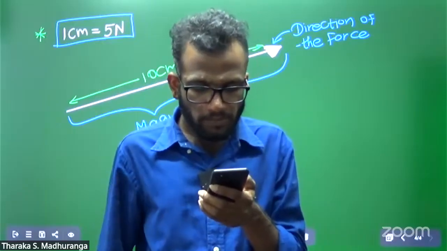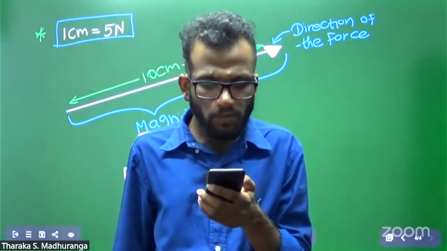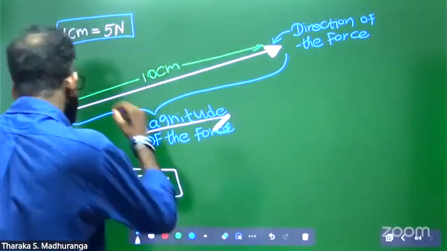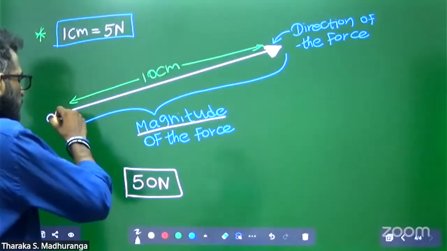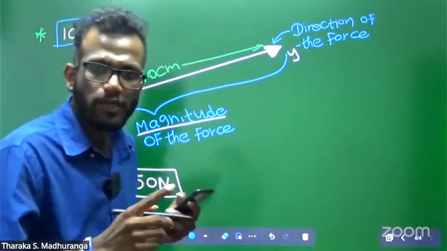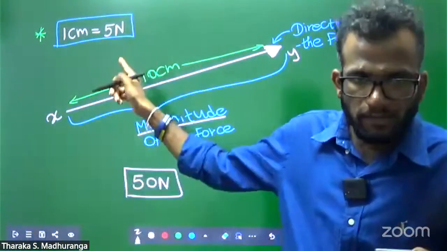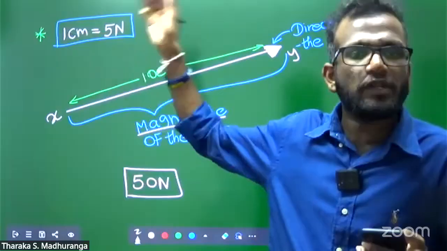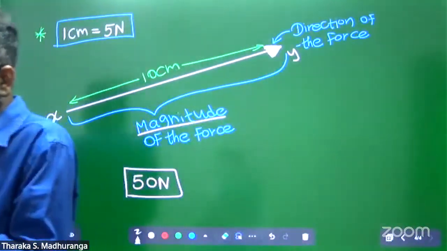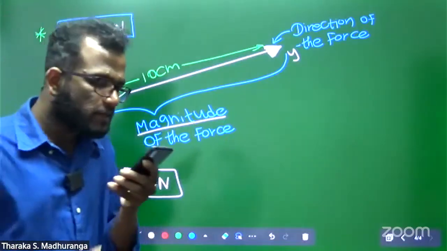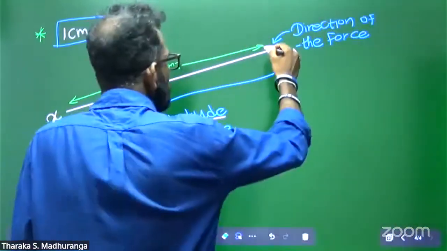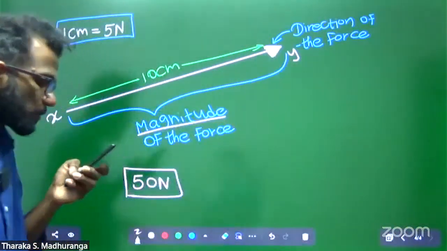Here the magnitude of the force is represented by the length xy. That is the magnitude. If it is 10 centimeter, then with 1 centimeter equal to 5 newton, it is 50 newton. According to the scale, we can calculate the value. The direction in which the force acts is represented by the arrowhead at y.